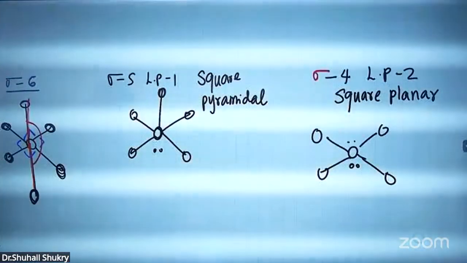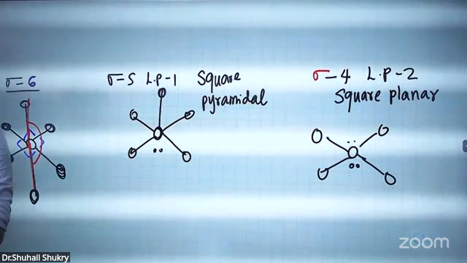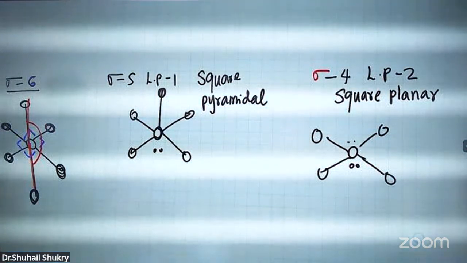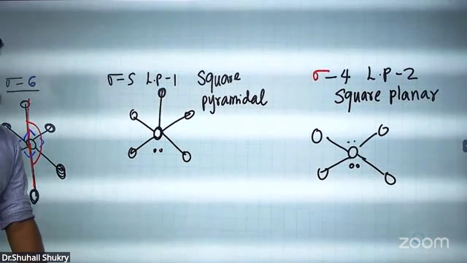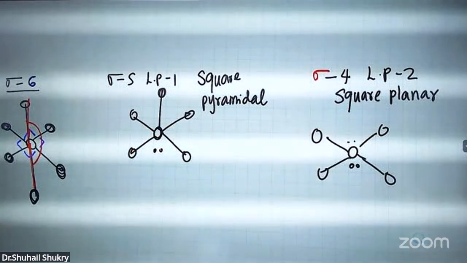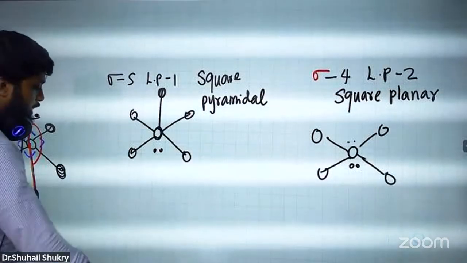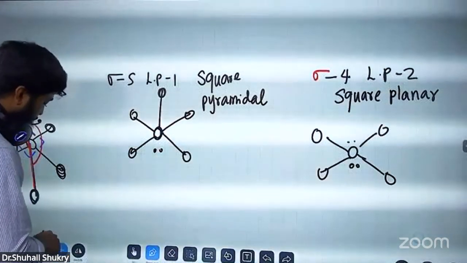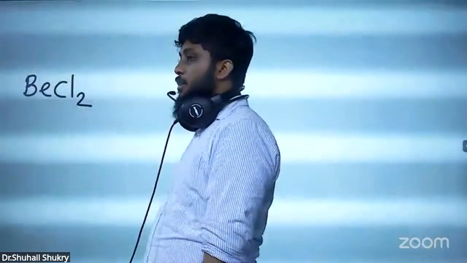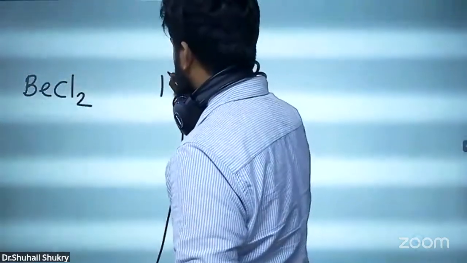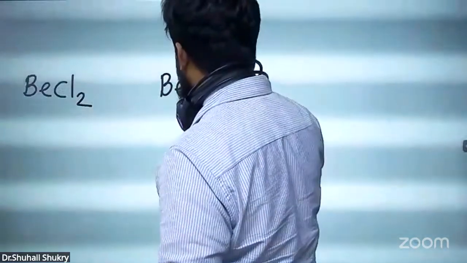Now let's see a few examples and we'll decide their shapes. All right. Now they will ask you to deduce shapes using VSEPR theory. They will ask you to deduce shapes. First of all, I will take beryllium chloride. If you want to draw beryllium chloride, you will draw like this. BeCl2. Beryllium is there, 2 chlorines are here.